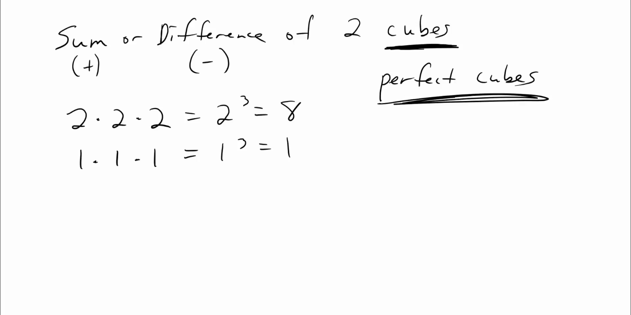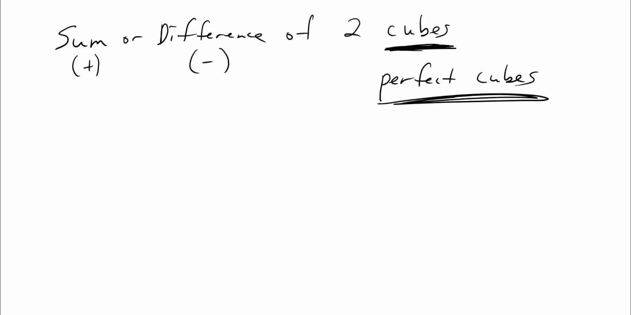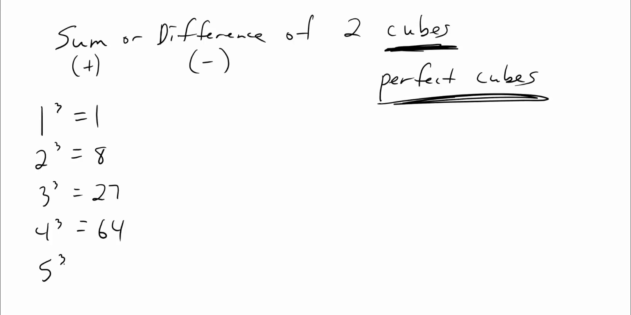Let me erase this part here, and let me list our perfect cubes real quickly. 1 cubed is 1. 2 cubed is 8. That's 2 times 2 times 2. 3 cubed is 27. 3 times 3 is 9, times 3 is 27. 4 cubed is 64. And 5 cubed is 125. Now, we can go higher, and you guys can always check. You can do more if you want on your calculator, 6 cubed, 7 cubed, just to see. But let's just keep these handy here.